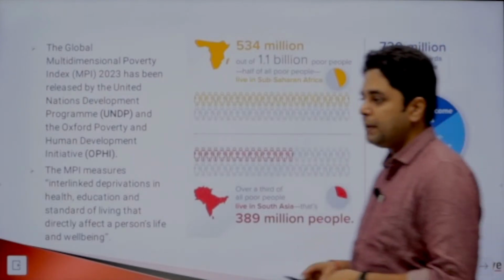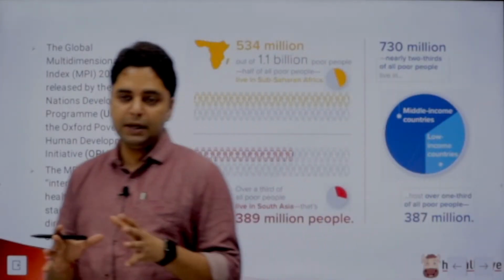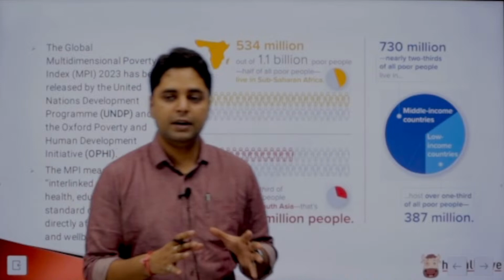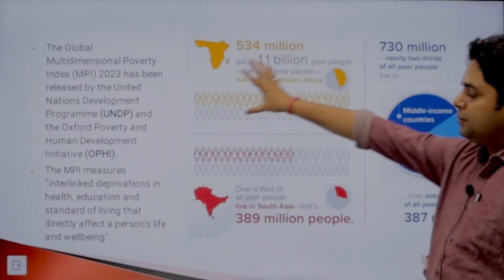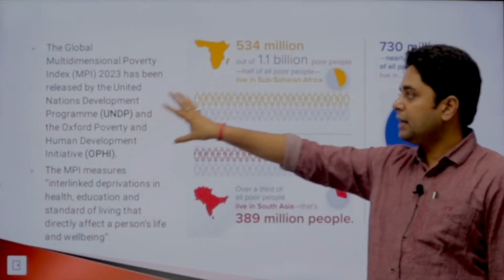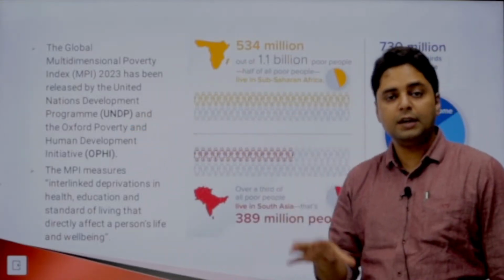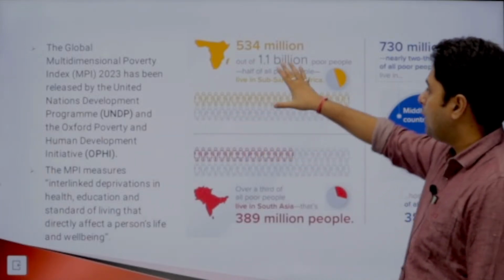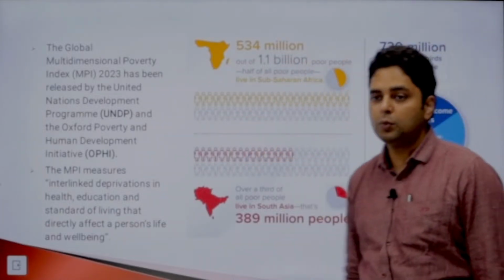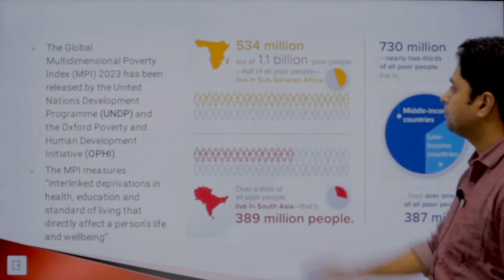So now if we get back to what is multidimensional poverty index, we have understood. Now some of the results of that. So according to this global multidimensional poverty index, global criteria हम थोड़ा सा ही देखेंगे, उसके बाद हम इंडिया पे फोकस करेंगे. So according to this, 1.1 billion people in the world are poor.